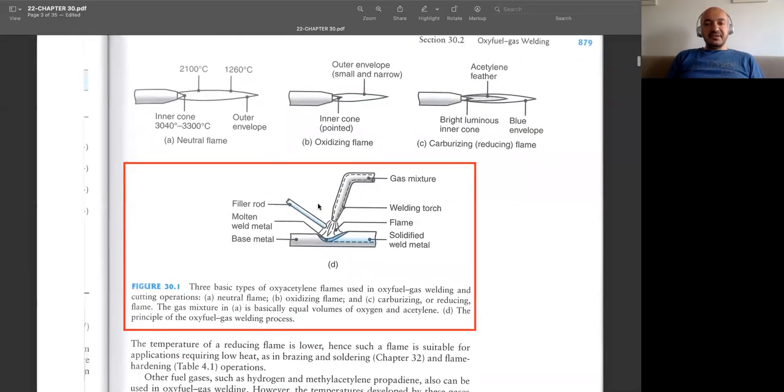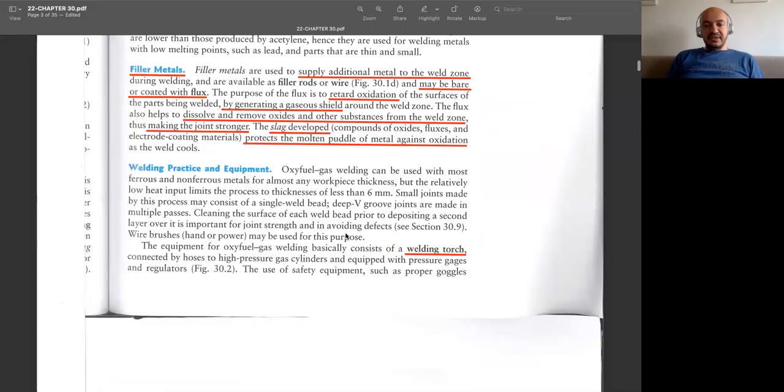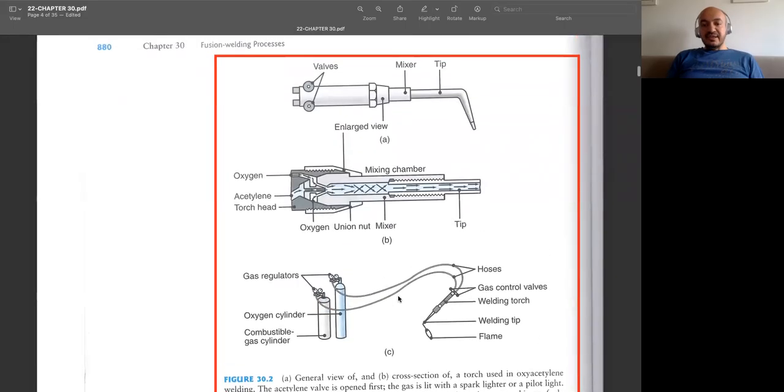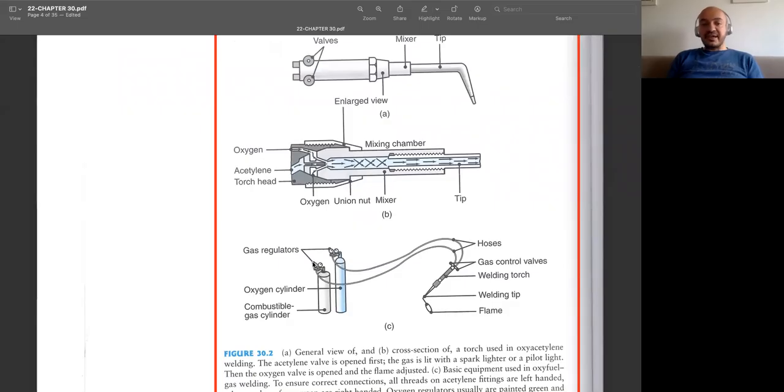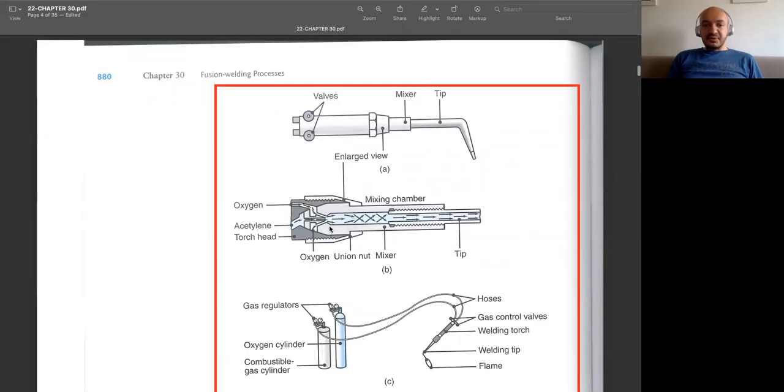Let me show you another figure here. This is a typical arrangement we are using in such oxy-fuel welding processes. We have a tube for oxygen, and we have a tube for the fuel we are using. These are mixed at the tip of the torch. This is called the welding torch, and you can see the details of this welding torch.